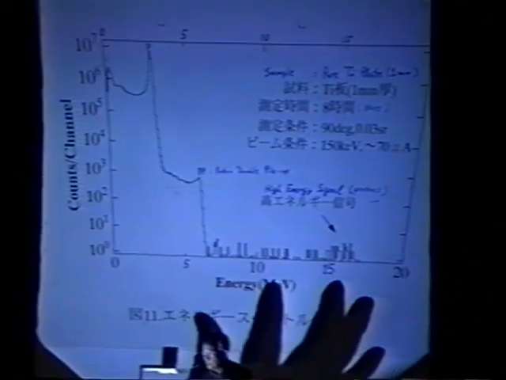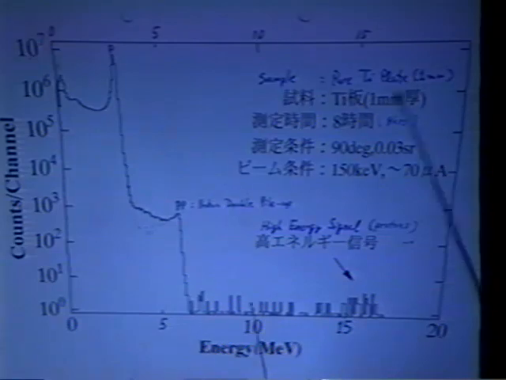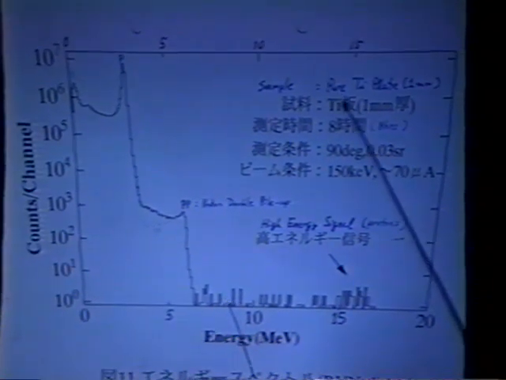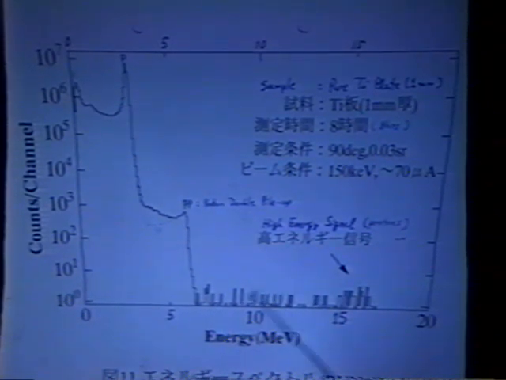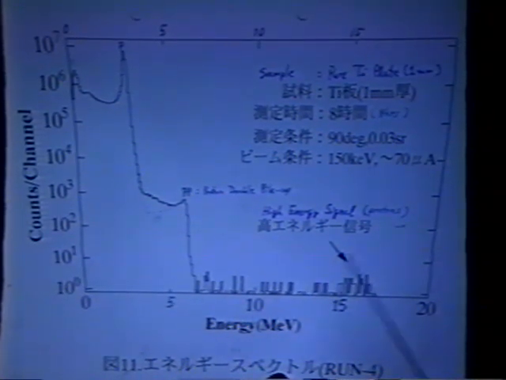And this is another example of measured results, using a 1 millimeter thick titanium plate without preloading the deuterium, and measuring the charged particle spectrum coming out as a function of energy. And we saw here the high energy signal. This is somewhat similar to the spectra measured by Professor Kasagi of Tokyo University. It is maybe proton or deuteron, and extends up to 16 MeV or so.